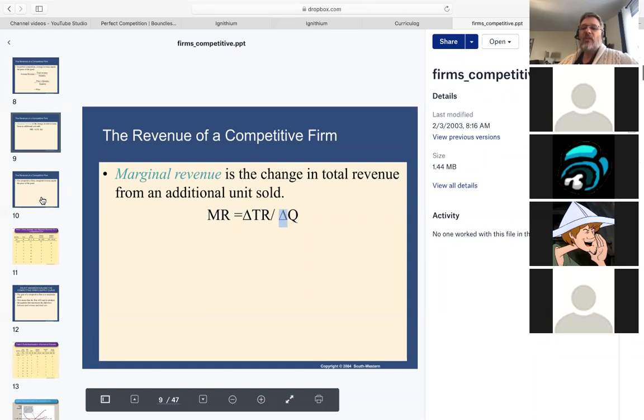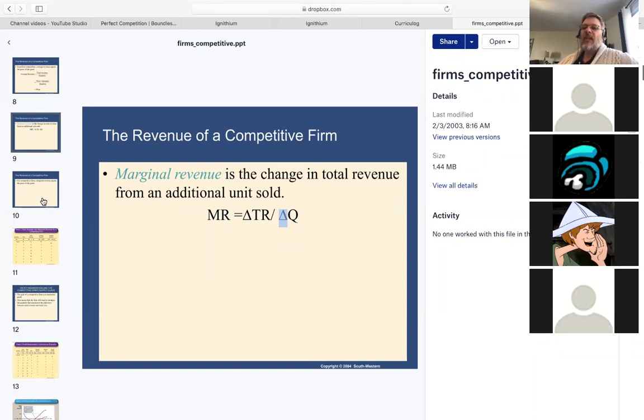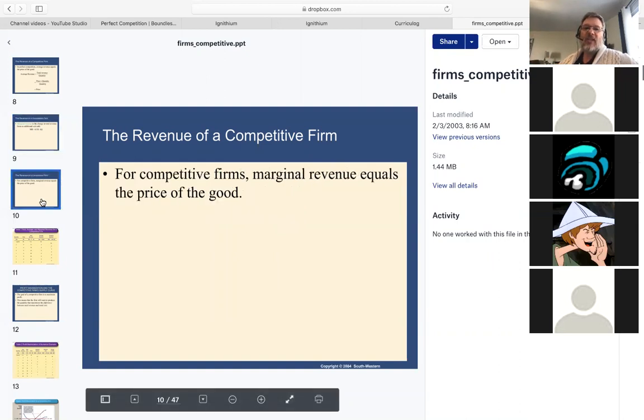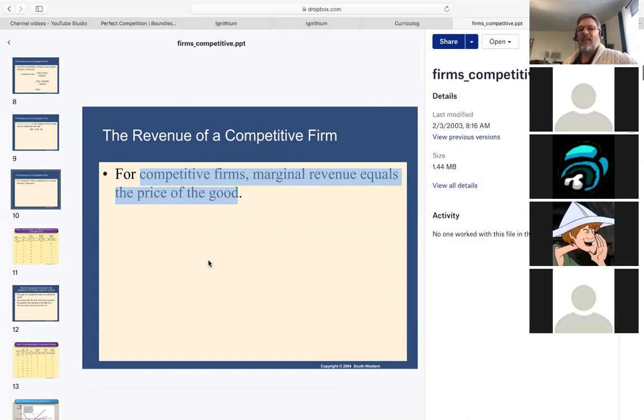But notice, for a competitive firm, the change in the revenue, because the price is fixed at the market price, every time they sell an additional unit, they just collect whatever the going market price is. So it turns out that for competitive firms, and this is what a lot of students mess up, okay? For competitive firms, marginal revenue equals the price of the good. But what students mistakenly think is that marginal revenue is equal to price always, and that's not true. It's only true for a competitive firm.